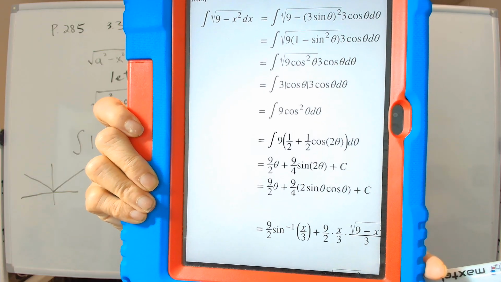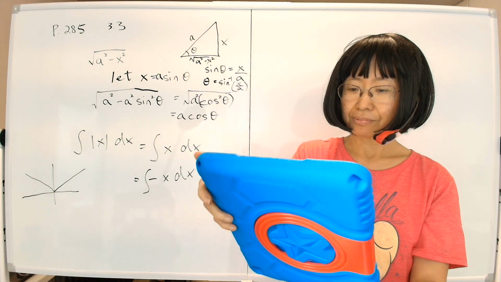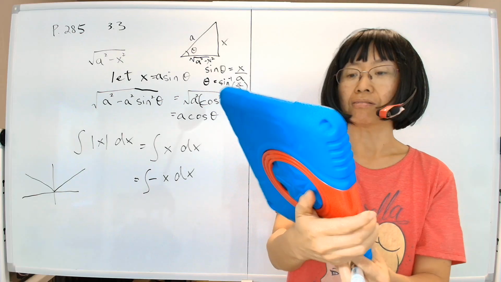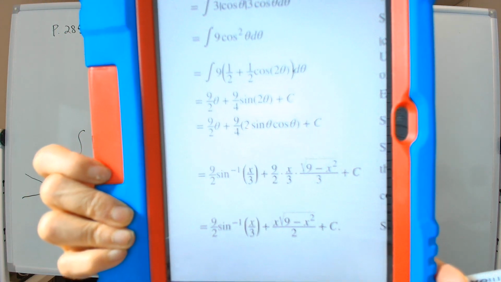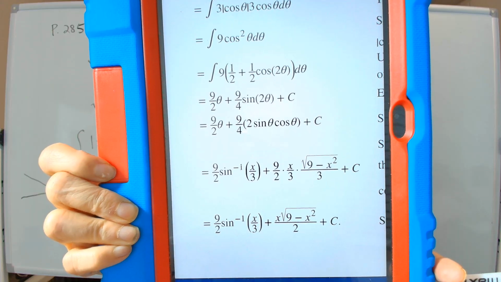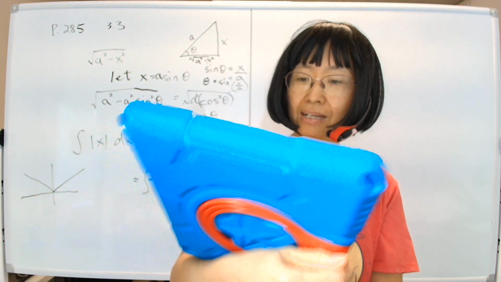And then, let's see, they have sine theta, cosine theta. No, there is no need to turn the sine 2 theta into 2 sine theta cosine theta. I see no benefit in that.